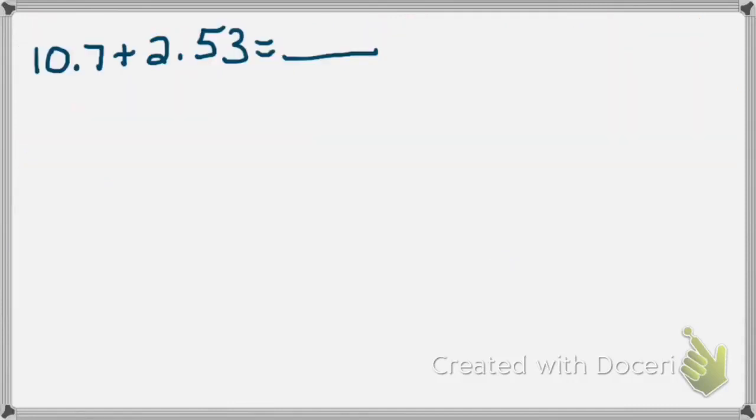So my problem was 10.7 plus 2.53. Add, subtract decimals, always straight decimals. This is adding, so it has to be always straight. Write down my first number, 10.7. Notice I wrote it nice and big and spread out. My next number, I'll have to have always straight decimals. So first I focus in on the decimal.